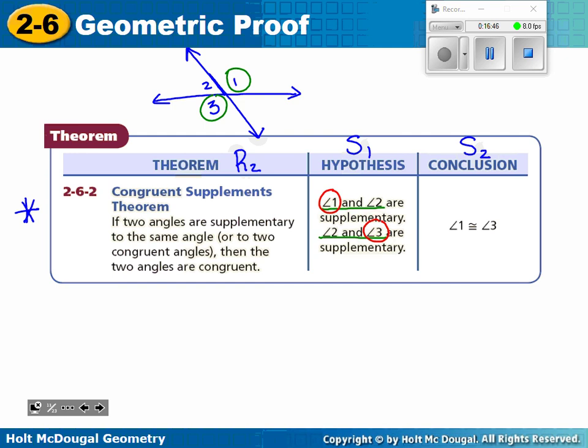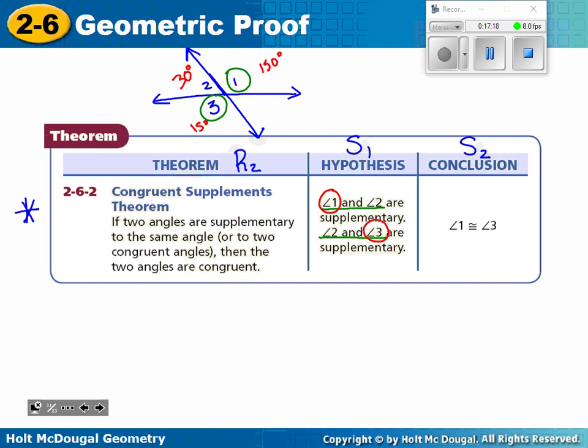it's kind of like the law of syllogism again, but it's going to be different because it's not dealing with if-then statements. Then what we can say is if 1 is supplementary to 2 and 3 is supplementary to 2, what does that mean about angles 1 and 3? They're not supplementary to each other. They're congruent. So this is like if this was 150 and this was 30. This is 150. These are supplementary. These are supplementary. So therefore, these two have to be congruent.